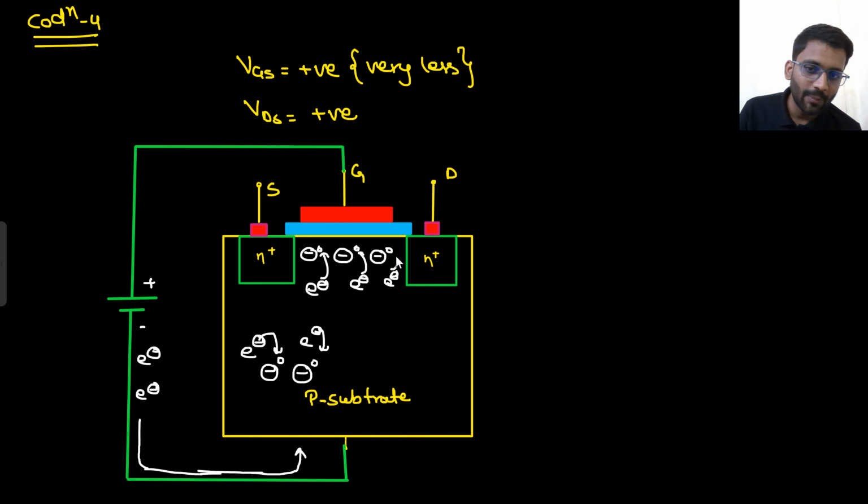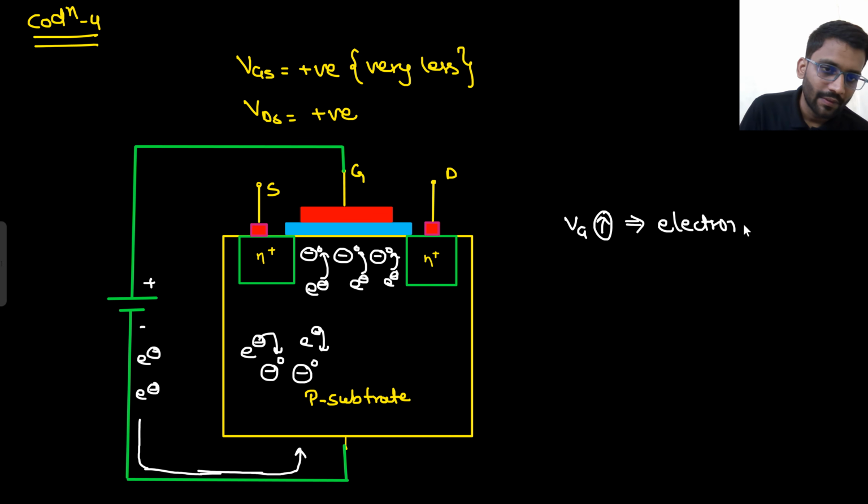So you have to keep on increasing the Vg value. More Vg value means more electrons. So now more electrons will recombine with the holes. So when they recombine with the holes, what will happen? Look, Vg is positive. That means electrons will come into the substrate. They come into the substrate, and what do they do? They recombine with the holes.